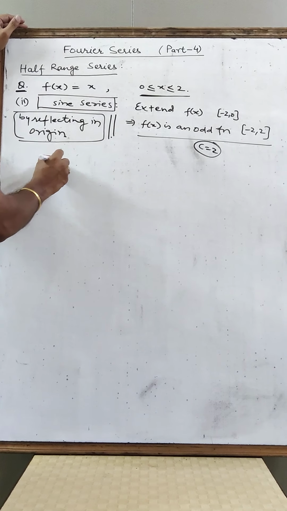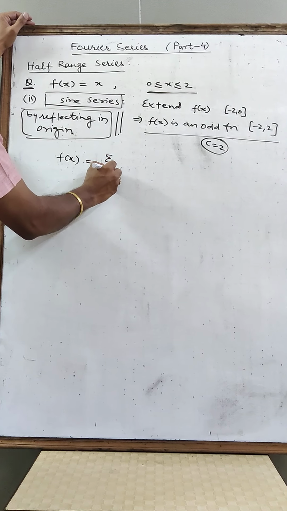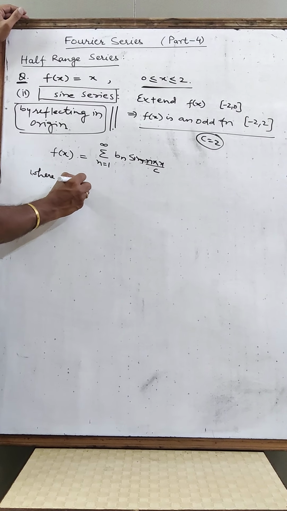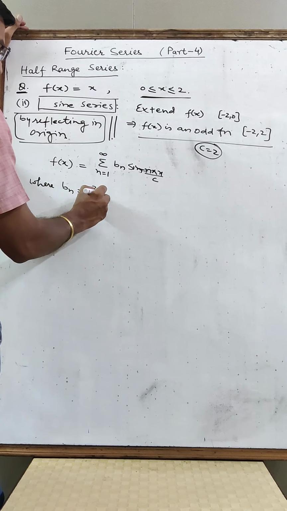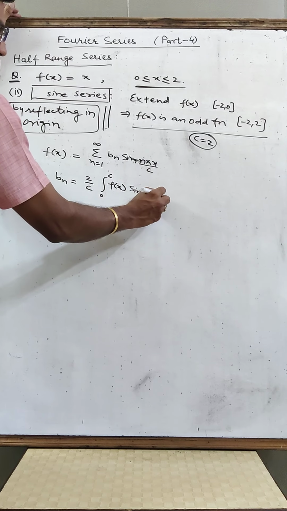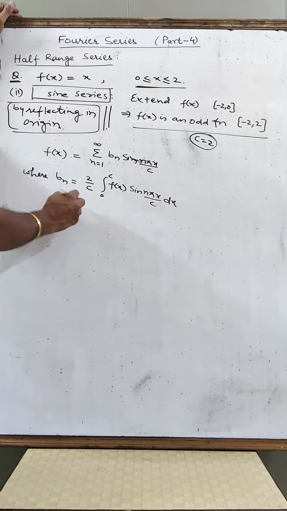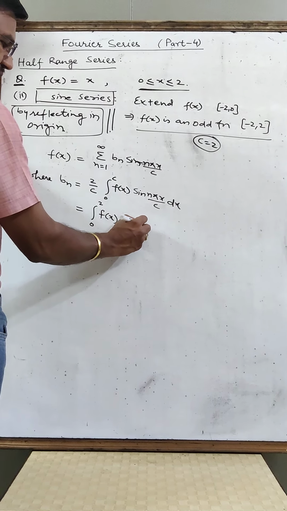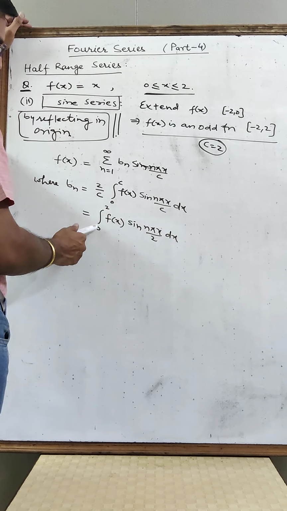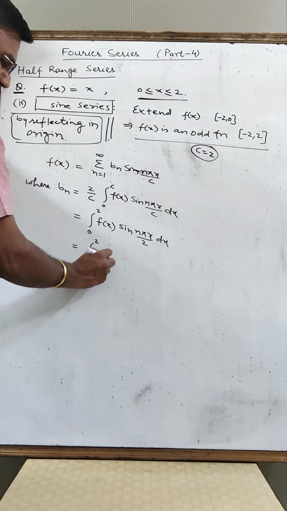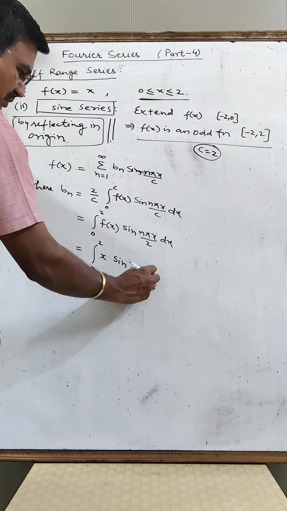Then to find the sine series, we already discussed that f(x) would be equal to the summation from n equals 1 to infinity of bn sine of n pi x over c, where bn would be equal to 2 over c times the integral from 0 to c of f(x) sine of n pi x over c dx. Students, here c is 2, so it would become the integral from 0 to 2 of f(x) sine of n pi x over 2 dx, and over this interval from 0 to 2 our function f(x) equals x, so we get the integral from 0 to 2 of x sine n pi x over 2 dx.